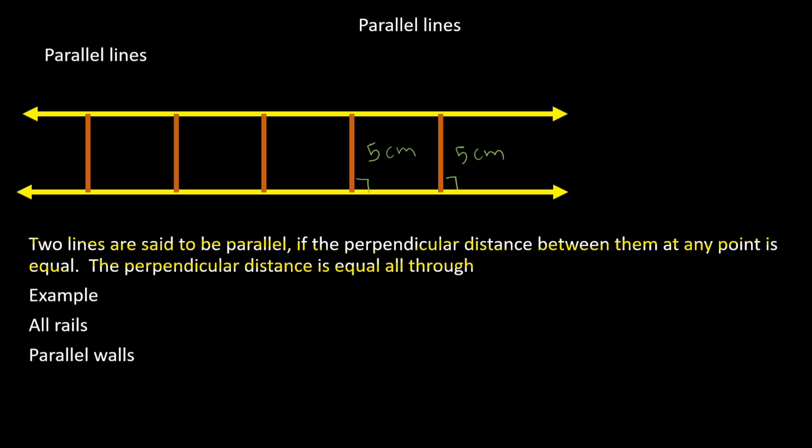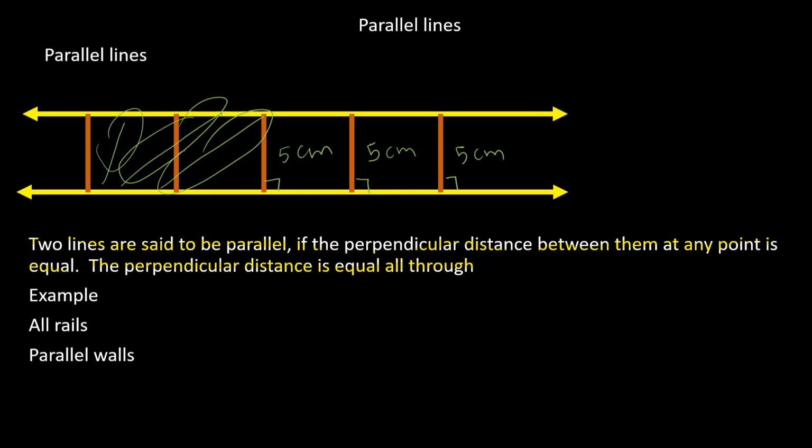When two lines are parallel, you can take the distance like this, or like this, or like this. When you take it like this, the distance will change, but when you take a perpendicular distance, the distance will not change. So two lines are said to be parallel when the perpendicular distance between them is equal. They will not meet at all, right?